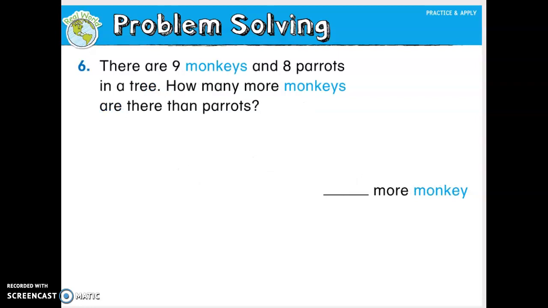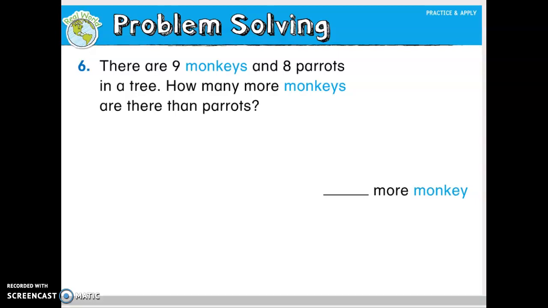Okay, number 6. There are 9 monkeys and 8 parrots in a tree. How many more monkeys are there than parrots? So here we're going to write our subtraction number sentence. So we've got 9, take away 8. And since 8 and 9 are partners next to each other, it's pretty easy to see that there's only one difference between the numbers. So there is 1 more monkey than there are parrots.